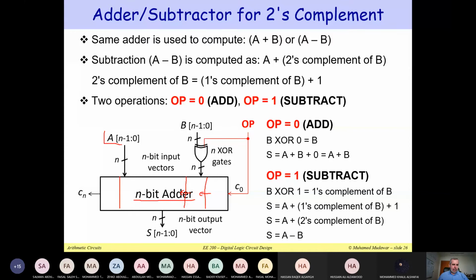So here I'm using a bit vector, which is used in Verilog. Have you seen bit vectors in Verilog? Have you seen that in the lab?